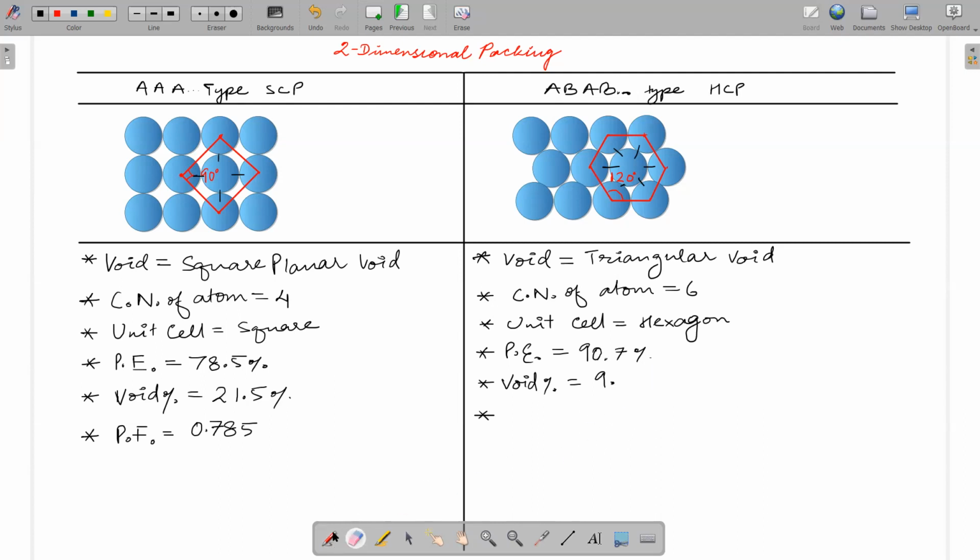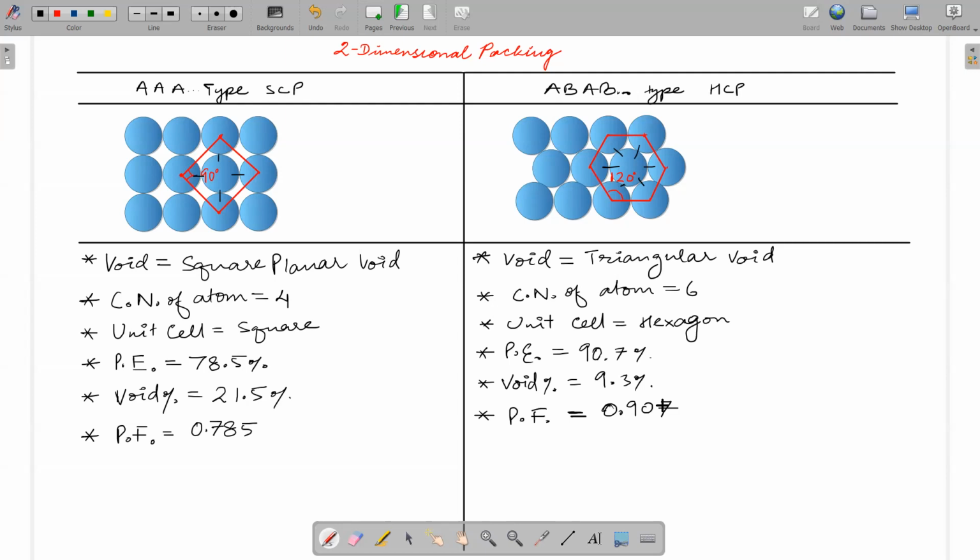90.3, 9.3. Okay, then packing fraction. Packing fraction will be equal to 0.907. Yes, sir. Correct?